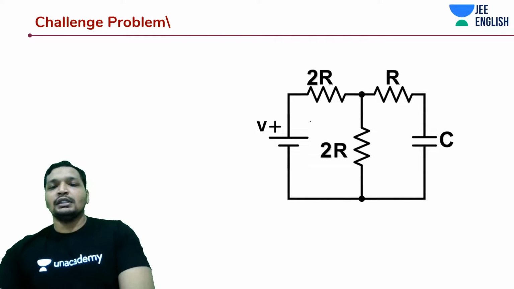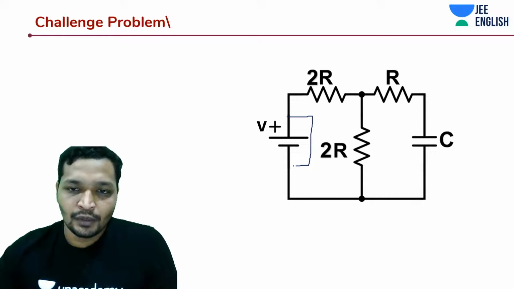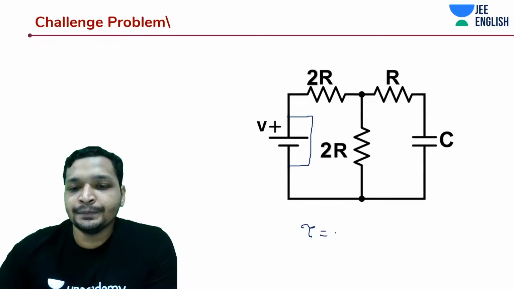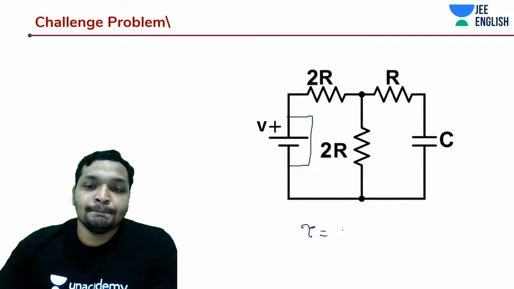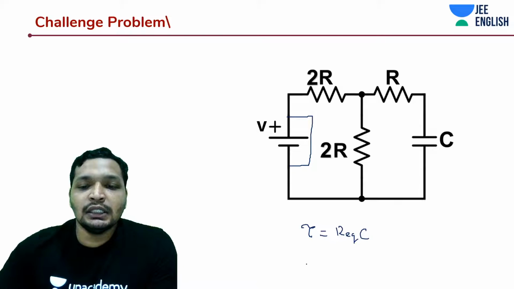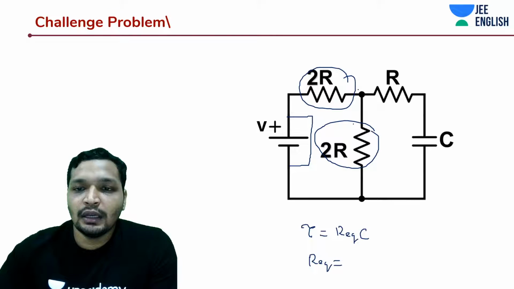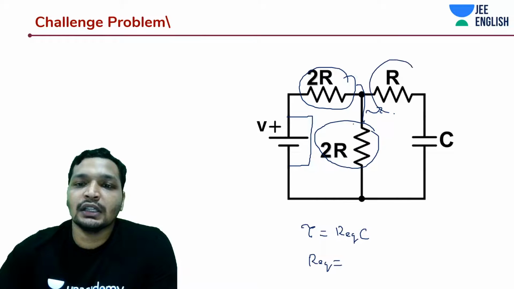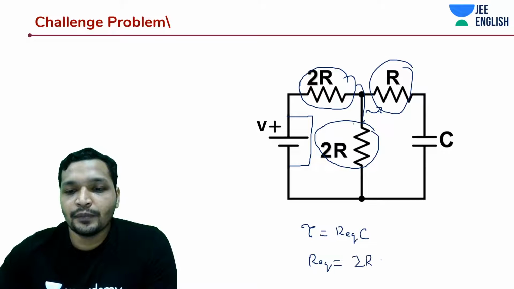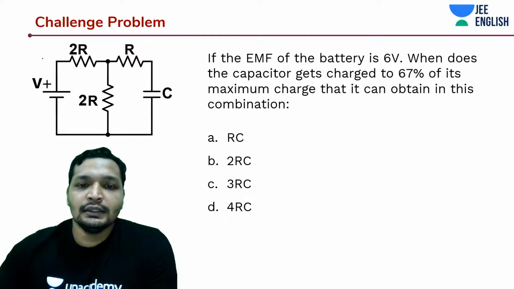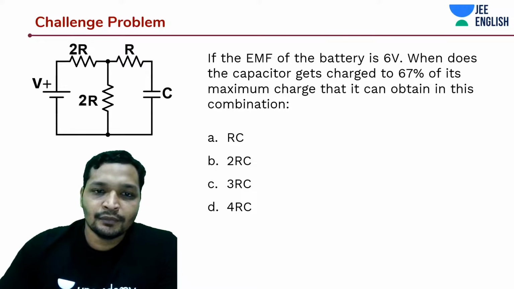Easy. So what about this? This again you short it. You know how to derive the entire equation. I'm just talking about the time constant now, and this is going to be R equivalent C. How much is R equivalent? R equivalent is nothing but these two resistors in parallel, that is R, and this parallel combination in series with this R, that is going to be 2R. So your tau is 2RC, right? Yes, so B should have been the answer.